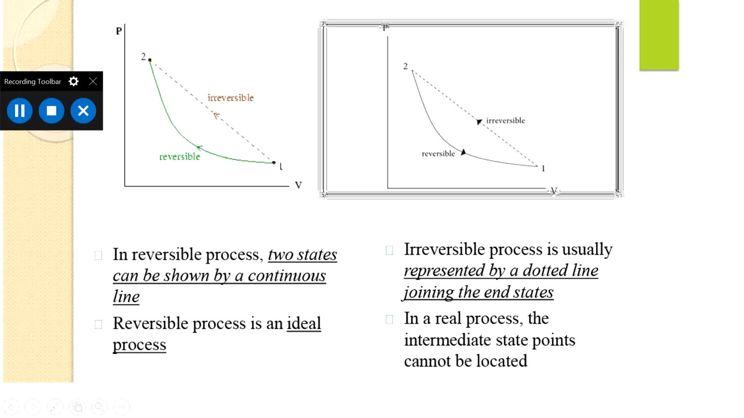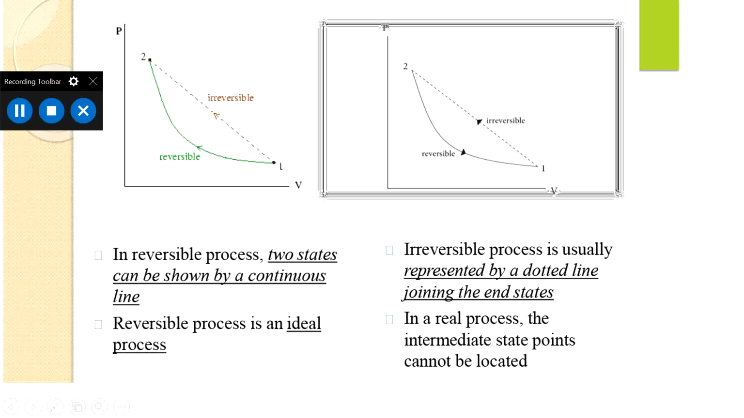So in a reversible process, the two states can be joined by a continuous line. If the process change happens through this continuous line, then we can say it is a reversible process. If it happens through this dotted line, we can say it is an irreversible process. Reversible processes are ideal processes.